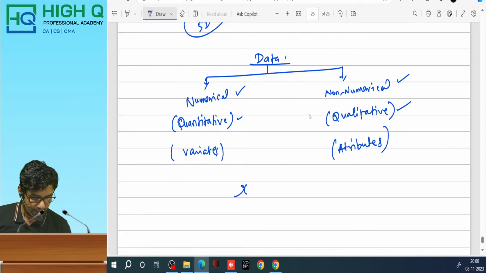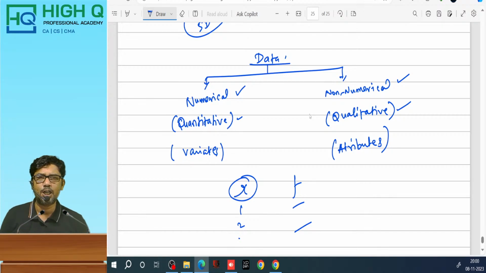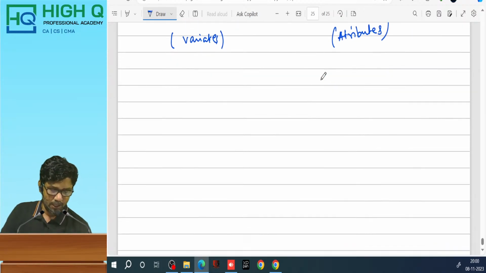See, listen here. I think you might have come across this type of table: X, 1, 2, 3, and frequencies are given, right? Now, this X is nothing but the variable, that's the variate. But sir, I have never done attributes, sir. Of course, it's not in your syllabus, so you forget about it. But you should know what an attribute is.